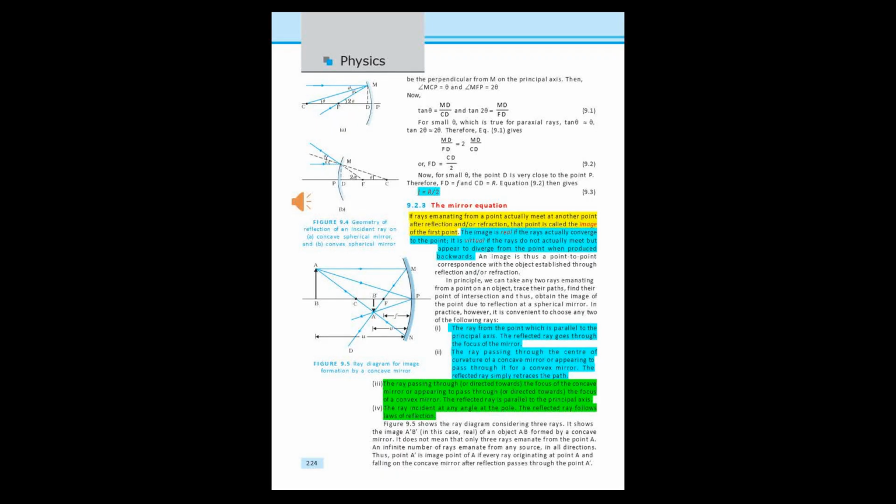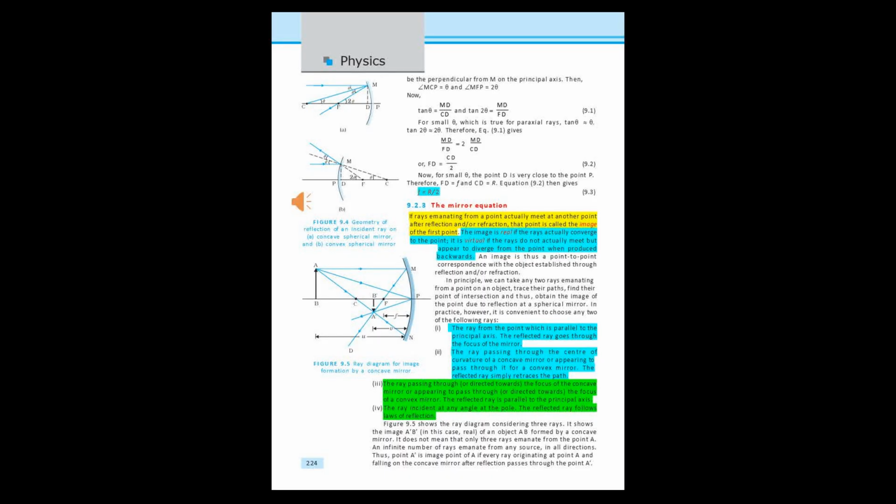The measure of angle MCP equals theta and the measure of angle MFP equals 2 theta. So tan theta can be written as MD by CD, and tan 2 theta equals MD by FD. That's equation 9.1. For small angles of theta, which is true for paraxial rays, tan theta can be approximately written as theta, so tan 2 theta can also be written as 2 theta. Therefore, equation 9.1 gives MD by FD equals 2 times MD by CD. So FD equals CD by 2.